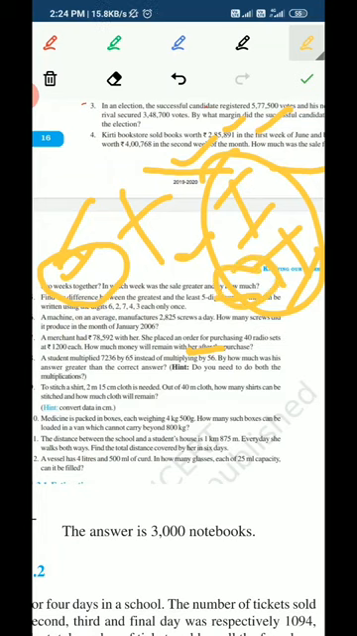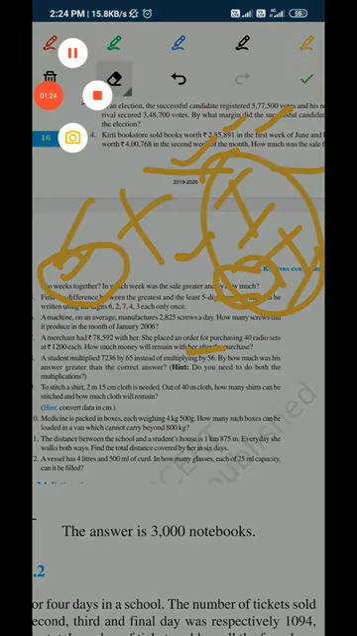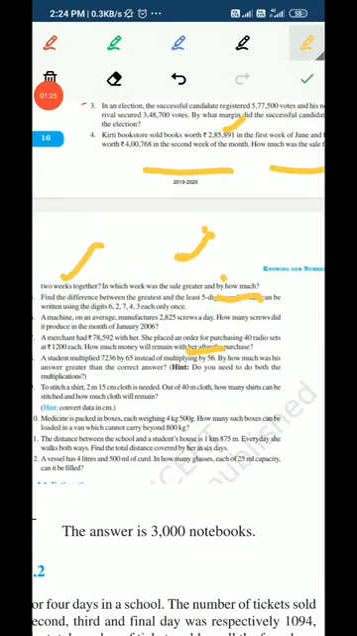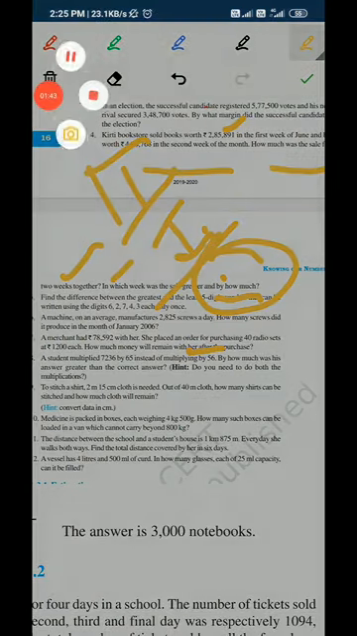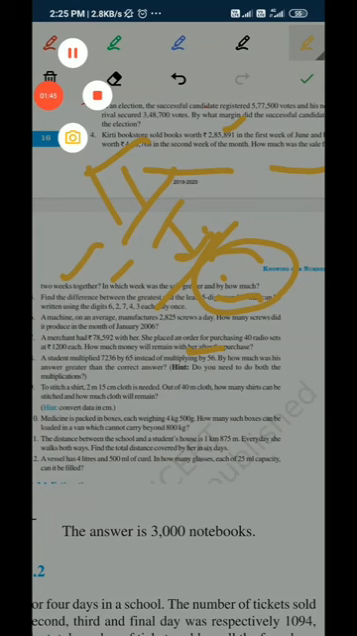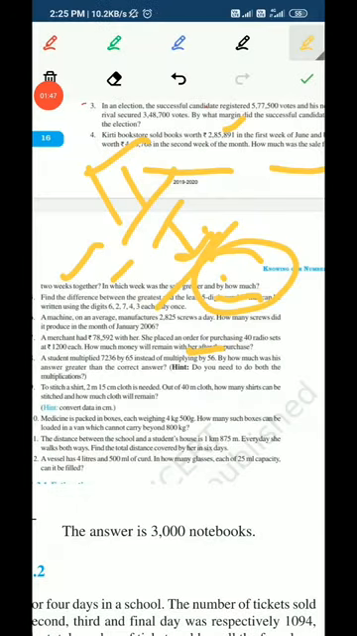And in which week was the sale greater, and by how much? To find this, we have to do the subtraction to find by how much. So when we subtract the sale of the second week from the sale of the first week, we will get the answer of how much. So I hope you can solve this question yourself, because you just have to do one addition and one subtraction in this question. So now let's come to our next question.